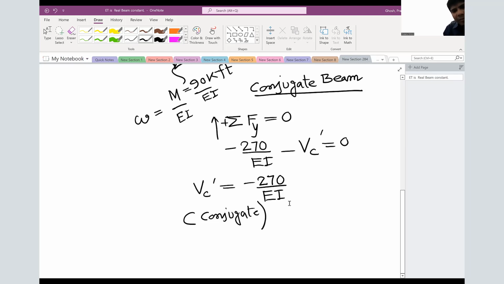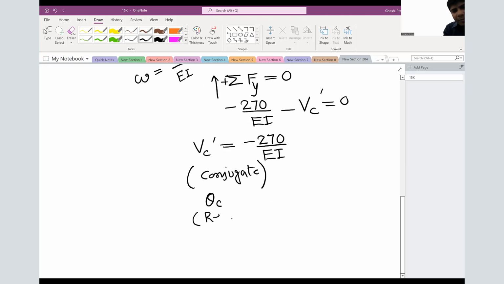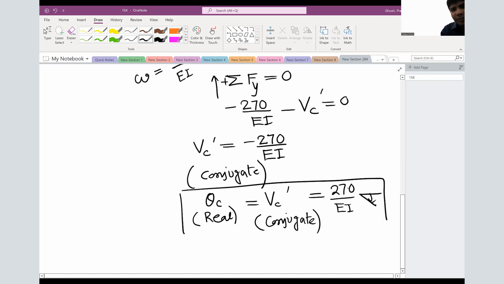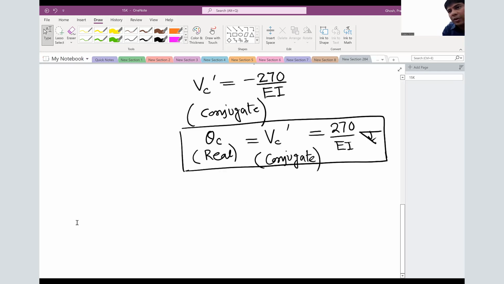Real beam slope: theta C in the real beam equals Vc prime in the conjugate beam, and it is 270 over EI, negative, so it is going to be clockwise. We talked about that: negative is clockwise for slope. So the first part is known, theorem 1: slope at any point in the real beam is numerically equal to shear at the corresponding point in the conjugate beam, which is point C. Now finding the moment, which will be equal to vertical deflection.